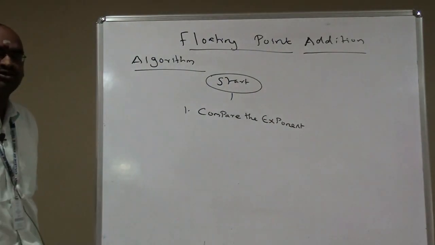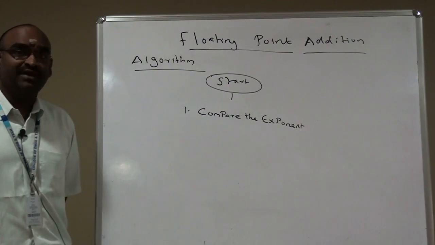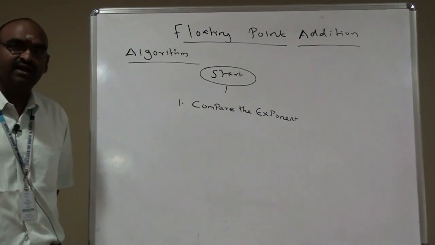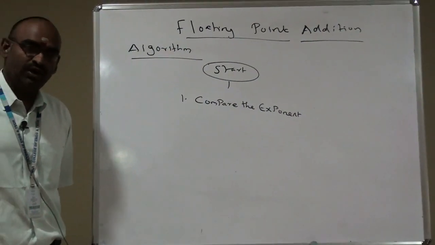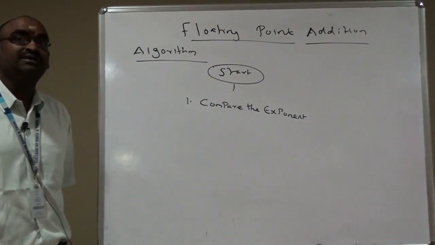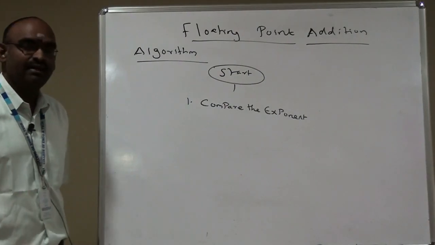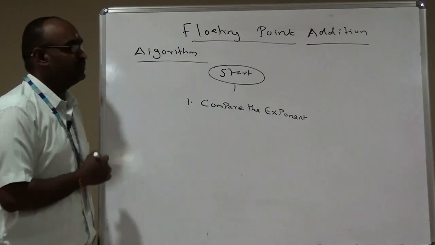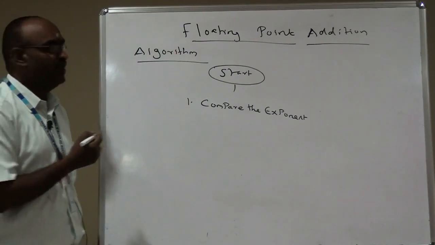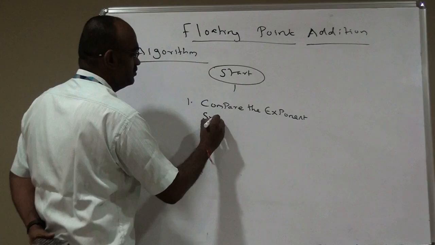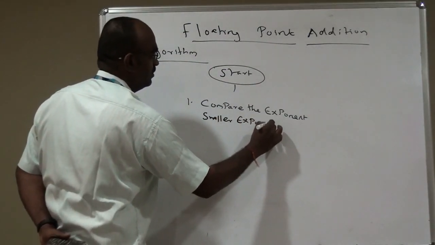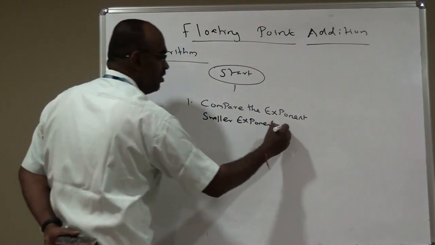So what is comparison of the exponent? If two exponents are different, we cannot do any addition. So when the floating point numbers are to be added, the exponents of the two operands must be the same, right? So we must compare the exponents and equalize the exponent value. So how to equalize the exponent value? Which is the smaller one? The smaller exponent must be made equal to the larger exponent.